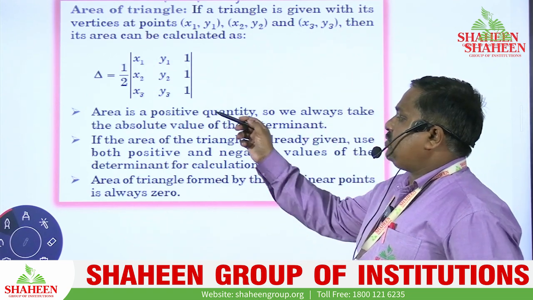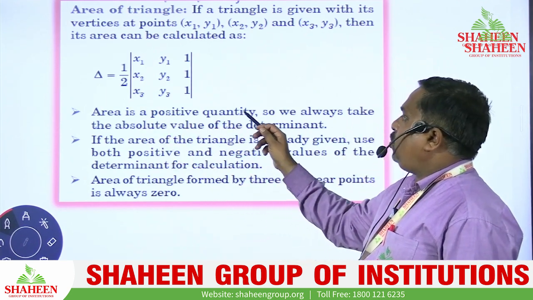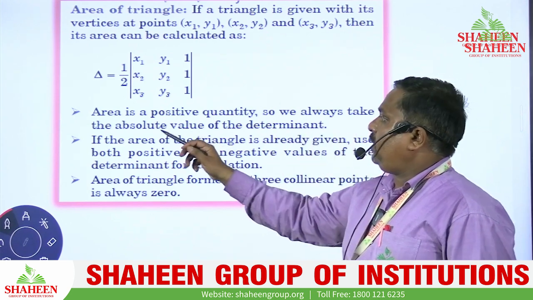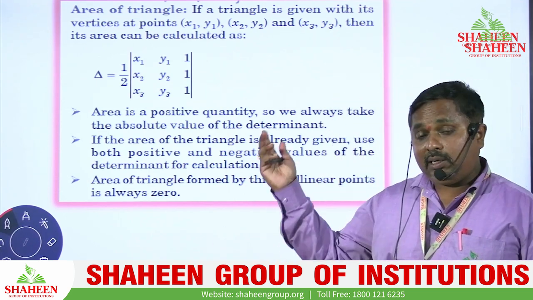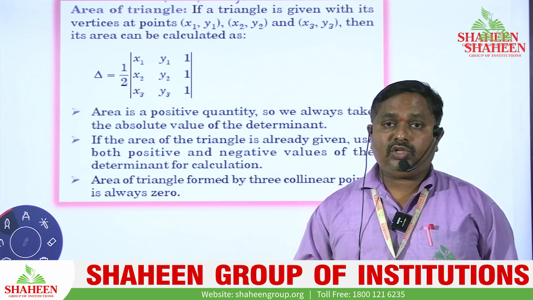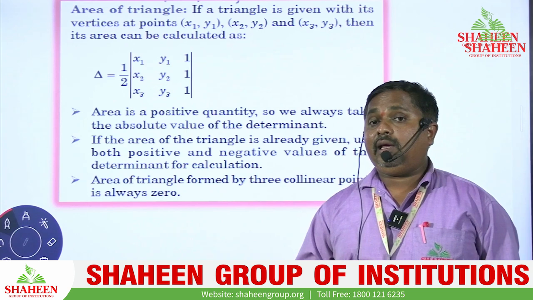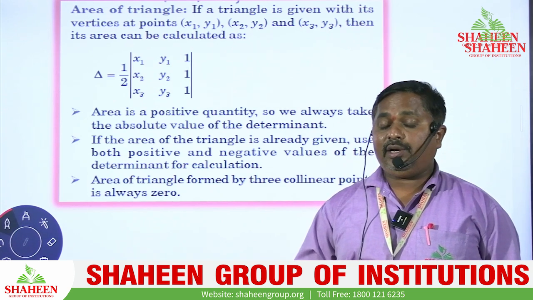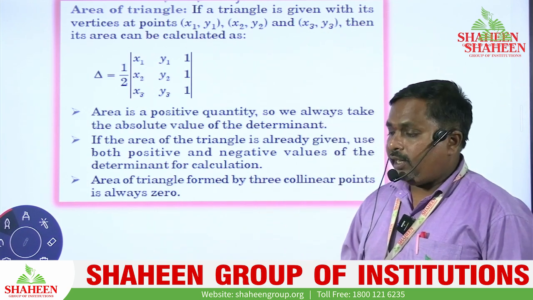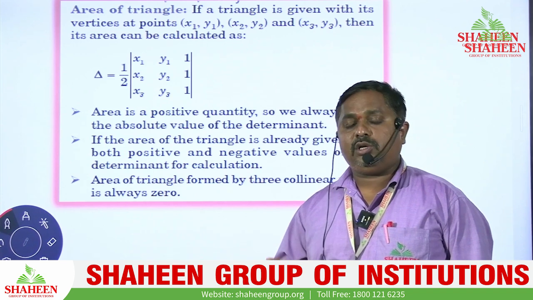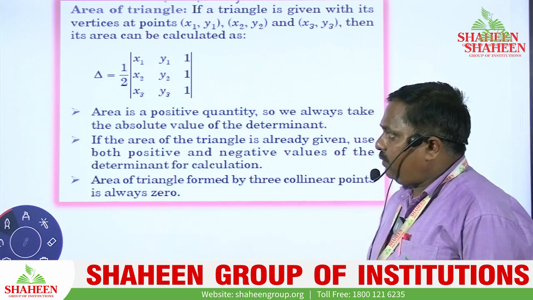Okay, so we have some points based on this area of triangle. The area is a positive quantity, so we always take the absolute value of the determinant. The one thing you remember, the determinant may be positive, may be negative. The determinant value we may get positive or negative, but the area is always a positive quantity. It's an absolute quantity. Which one? Area of triangle. Whenever we get a negative area, then we are supposed to take its positive, then that becomes the exact area of triangle.